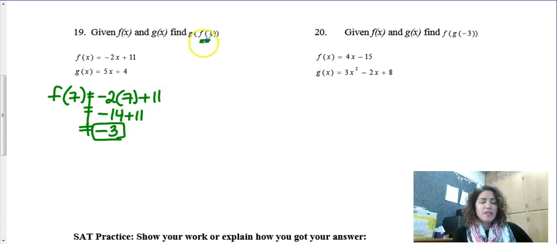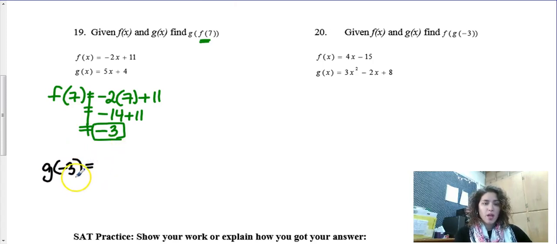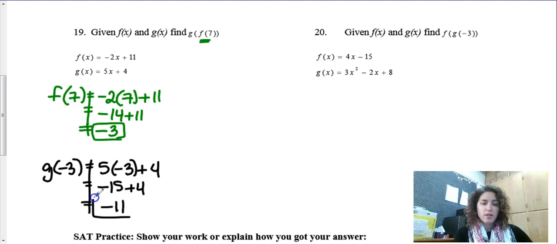So really what just happened is now instead of saying g of f of 7, we're really saying g of negative 3, because I just figured out that f of 7 is negative 3. So wherever I see x, I will plug in negative 3. So now I have 5 times negative 3 plus 4, which is negative 15 plus 4, negative 11, and I am done. So my final answer is negative 11.